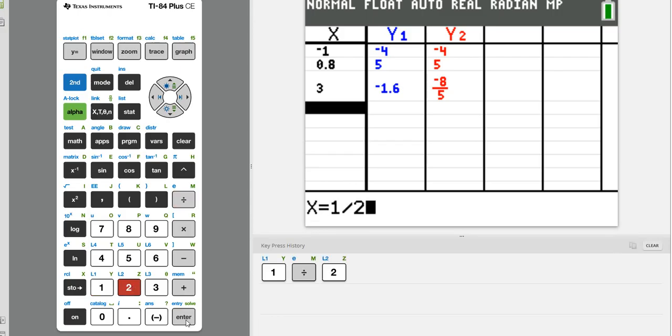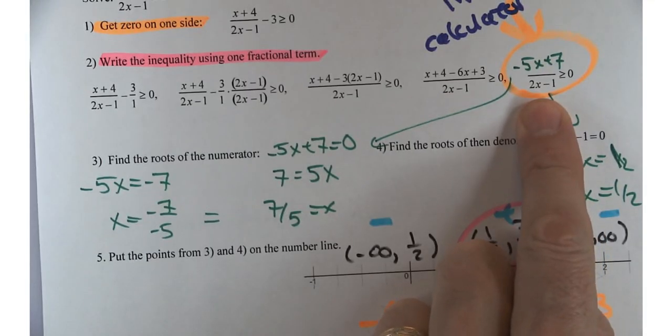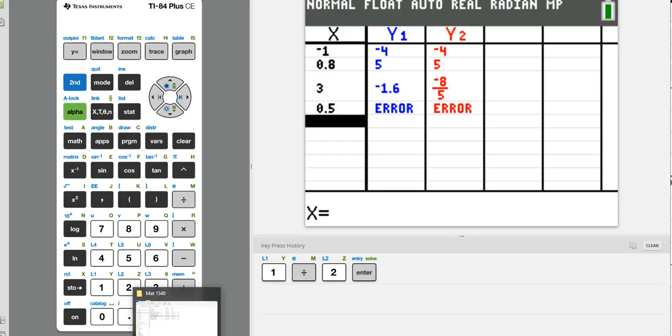Error? Wait a minute. Did I do something wrong? No. Good answer. I didn't do anything wrong. What's wrong is that by putting in 1/2, effectively it puts in a 0 in the denominator. And you can't divide by a 0. So what your calculator is telling you here is that you can't do that, because the function's undefined here.